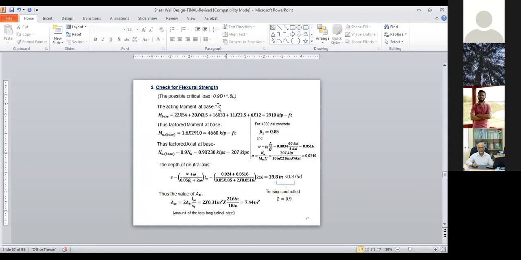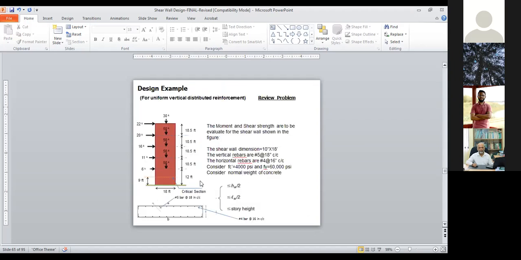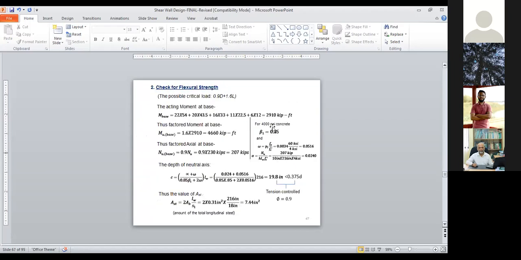Then check for flexural strength. We use the possible critical load 0.9D plus 1.6 times the live load. We add horizontal load, something like that. So they have the total moment at the base 2.9. You can calculate the moment that will come from the horizontal loads. You can get it very easily, I believe.